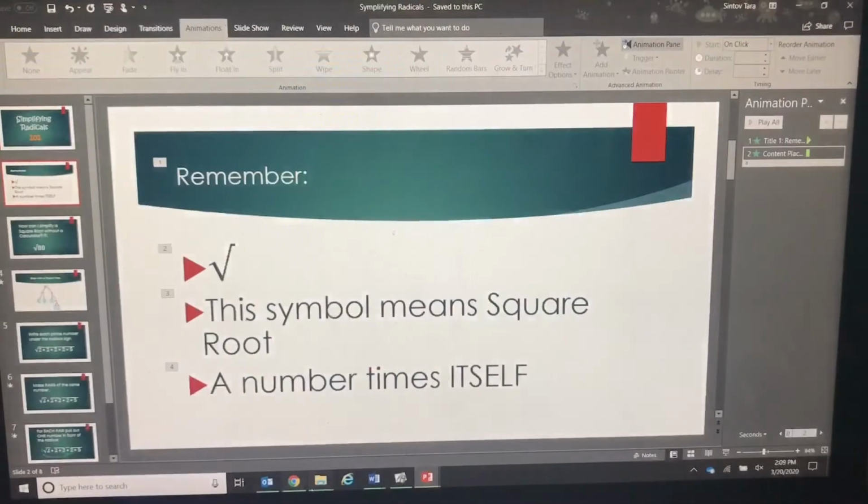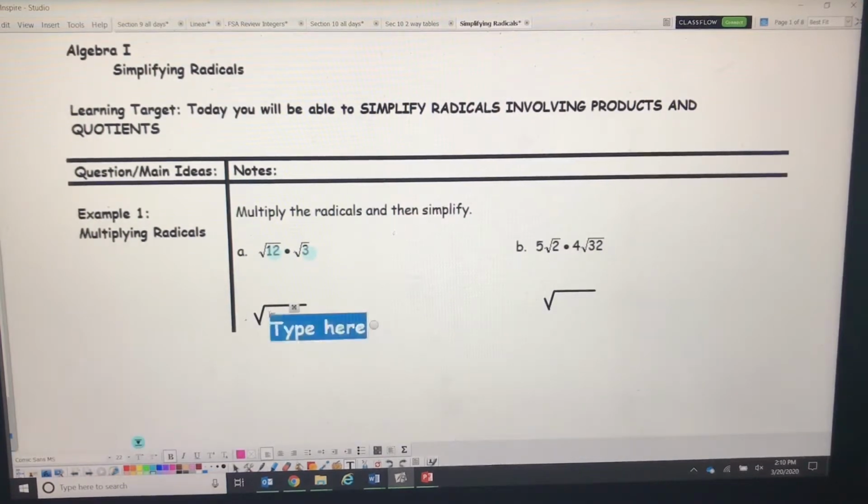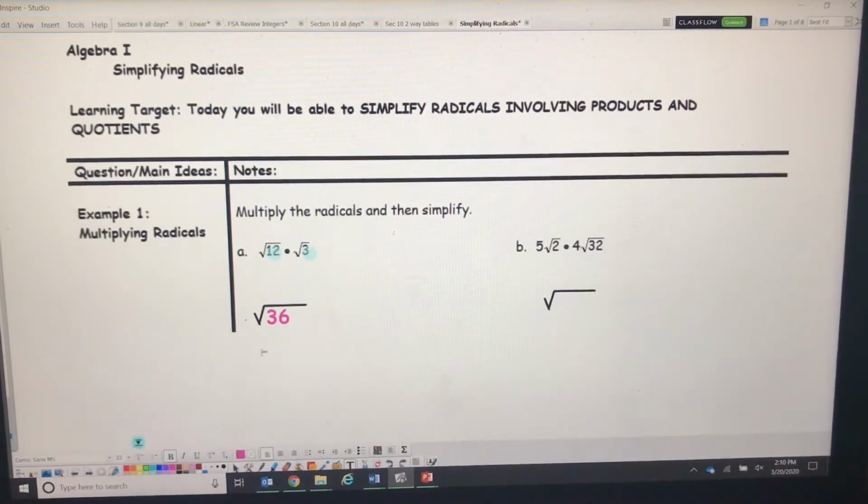So let's take a look at some basic radical operations. Here we're multiplying radicals. Since both of these terms are square roots, I can multiply what is underneath each square root by each other. Therefore, I would have the square root of 36. 36 is in fact a perfect square. Since 36 is a perfect square, I can take its square root and I am left with a positive 6 or a negative 6.